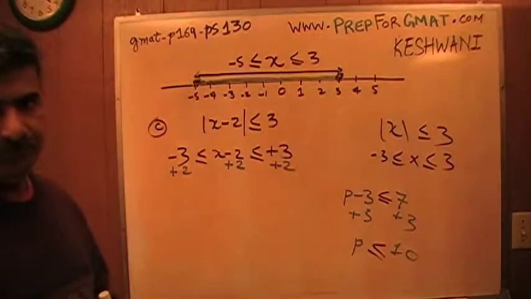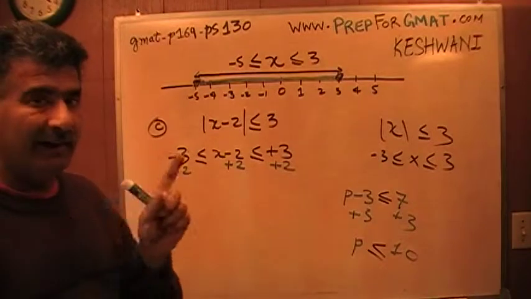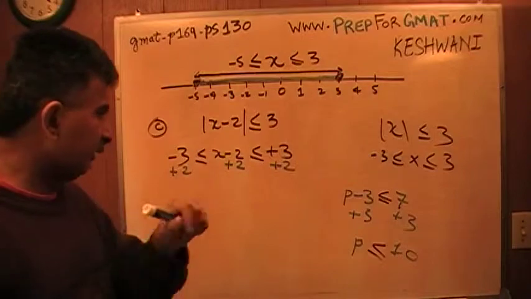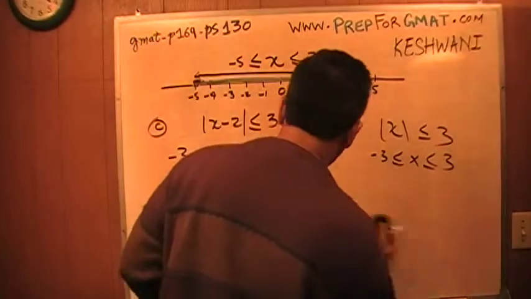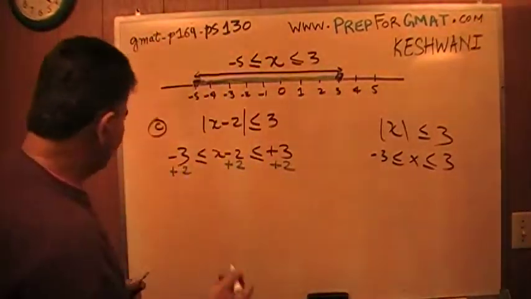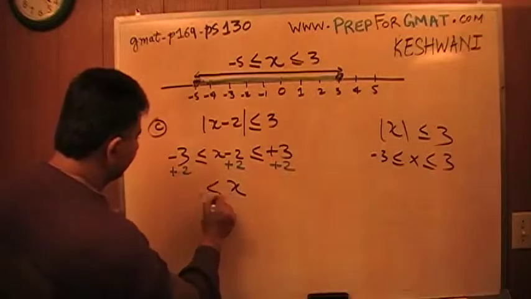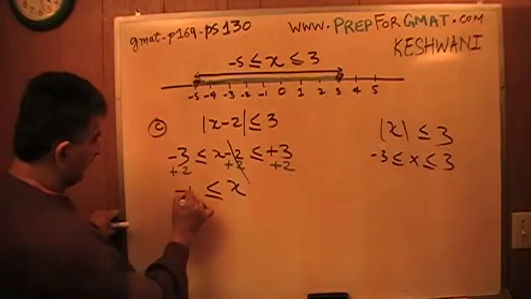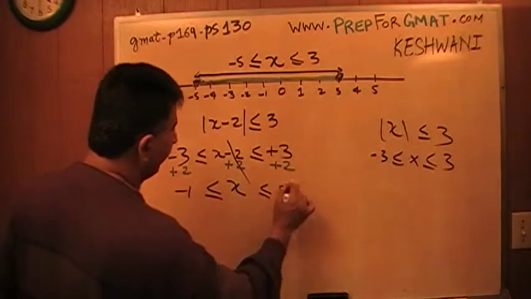Same thing. Unless you multiply both sides by a negative number, then the direction of the sign changes, but I won't go into it right now. So let's solve it then. So this tells me that x is less than or equal to, see this 2 cancels out, -3 plus 2 gives me -1, and this gives me negative 5.